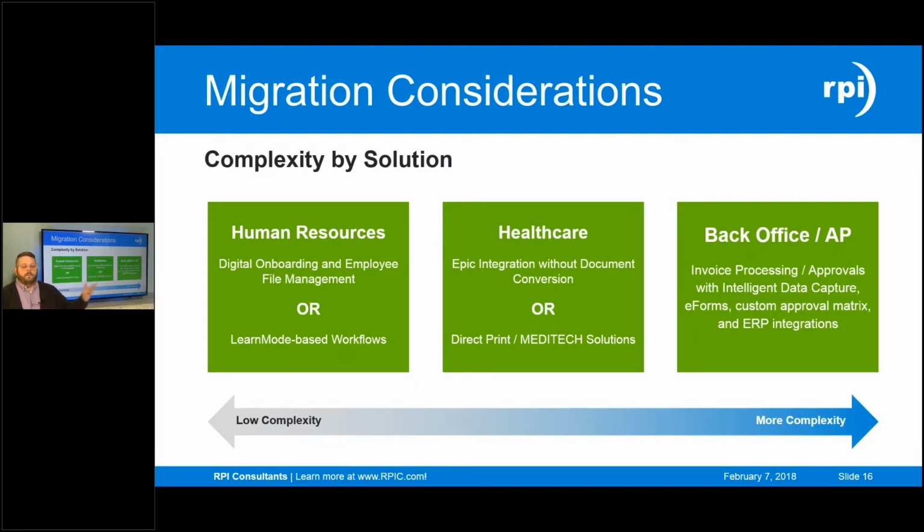And then the probably most complex solutions to migrate are going to be your back office AP, where we have a lot of automation. This is invoice processing and approvals with OCR, Brainware, Kofax, using an e-form, maybe even a custom e-form with your custom approvals and a lot of different ERP integrations. Not only do we generally need to consider document conversion as part of this, actually implementing that future workflow may be almost as much work as your original implementation.